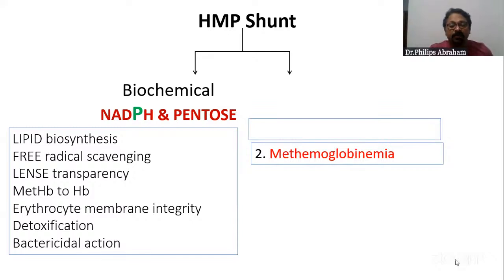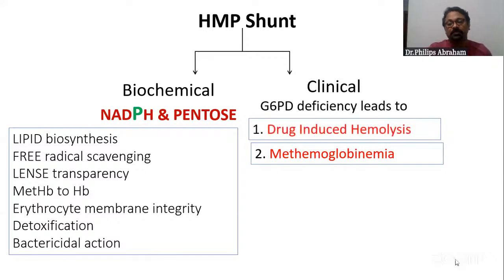Clinically, if G6PD is deficient, in a patient where G6PD is absent, the main thing that happens is drug-induced hemolysis. So the enzyme deficiency that leads to drug-induced hemolysis is G6PD deficiency. And as I said earlier, it helps in the conversion of methemoglobin to hemoglobin, so G6PD deficiency leads to accumulation of methemoglobin, which is methemoglobinemia. So just try to cover the most important points in the HMP pathway.